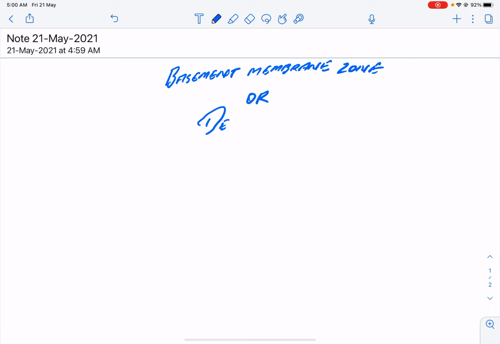Now the second thing we have to discuss in dermatology: there is something called the basement membrane zone, or we also call it the dermoepidermal junction. Between the epidermis and dermis we have an area, and that's what we are going to talk about here.